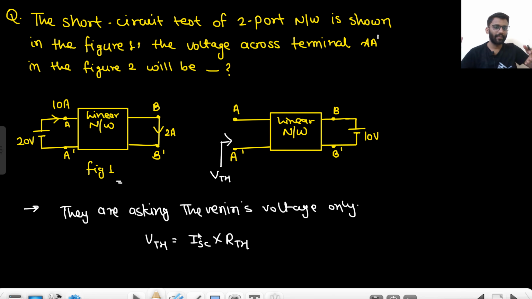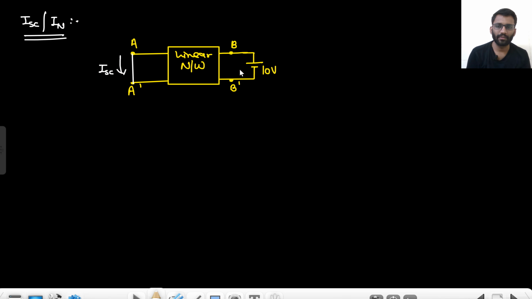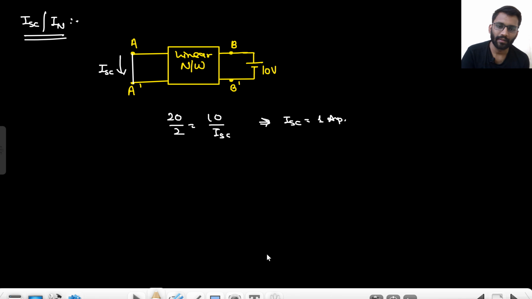20 volt here, 2 ampere. 10 volt here, 1 ampere. 20 volt giving me 2 ampere this side. If I am applying 10 volt here, it will give me 1 ampere this side. Right? 10 volt here, ISC would be 1 ampere. Or what do I need to write? 20 by 2 is equal to 10 by ISC. So here your ISC would be 1 ampere. Right? So my ISC is 1 ampere.